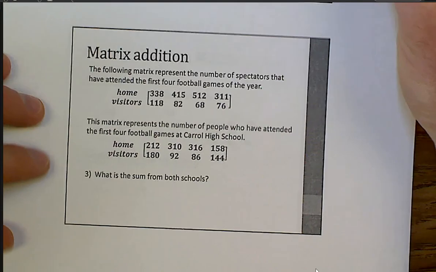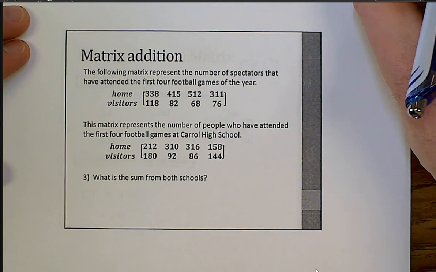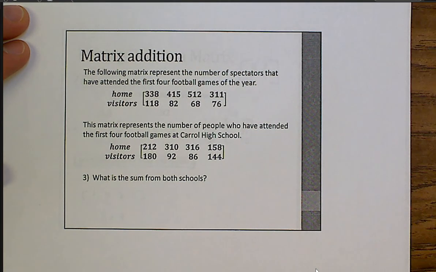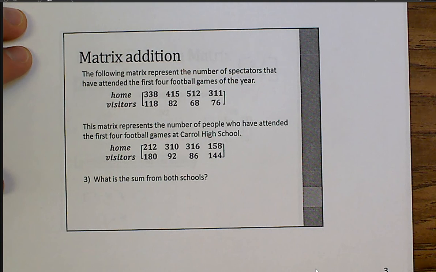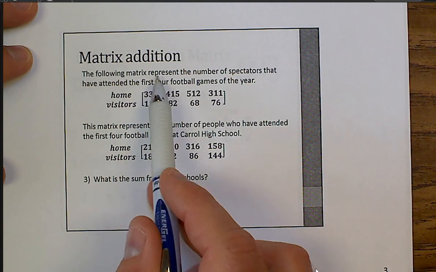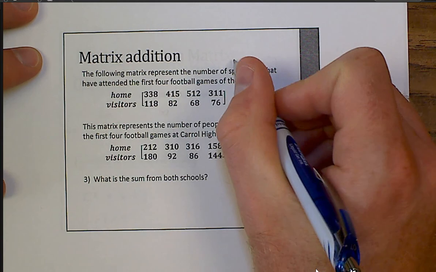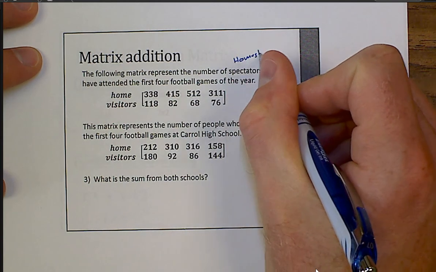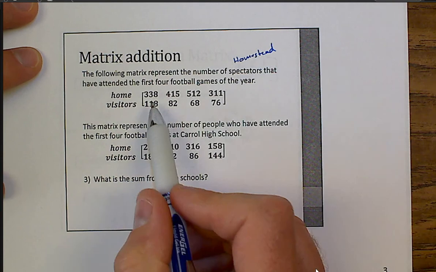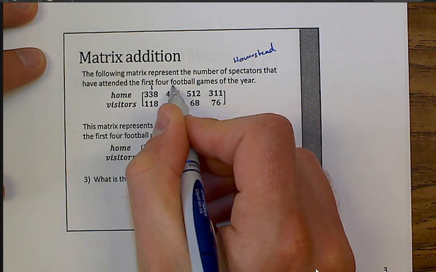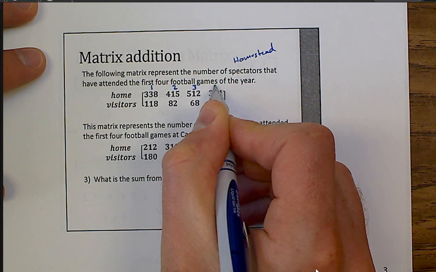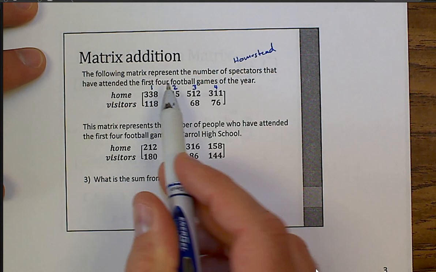Down here, this is again just an application, a real basic question on matrix addition. So you have two matrices. It says the following matrix represents the number of spectators that have attended the first 4 football games this year. This is assuming we're at Homestead. Okay, so we have game 1, game 2, game 3, and game 4. Since it says the first 4 games, you have home and visitor.